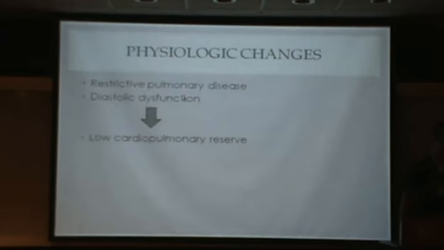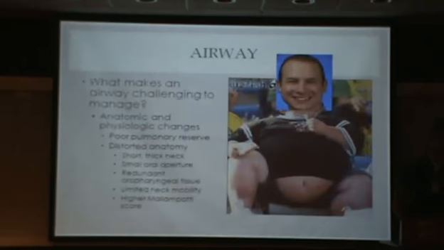So just to sum up some of the main changes, they have this restrictive pulmonary pattern leading to diastolic dysfunction and heart failure. What that really means is they have really poor cardiopulmonary reserve. And so when we have a patient who appears relatively stable in the ED or the ICU, we have to remember that they have a higher risk of decompensating pretty quickly. And so keeping a close eye on them, monitoring them, getting early access.